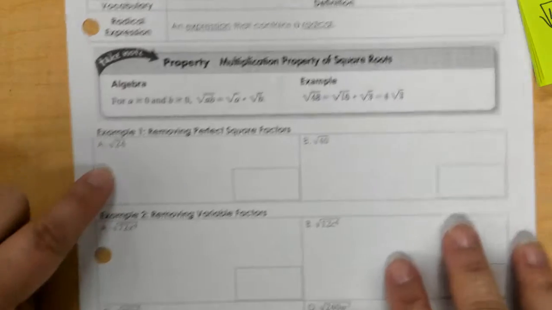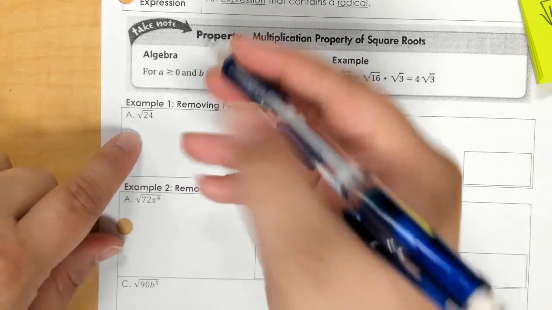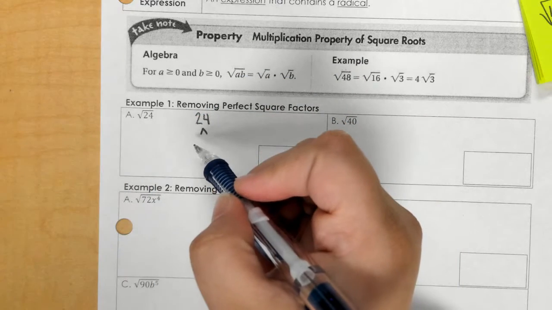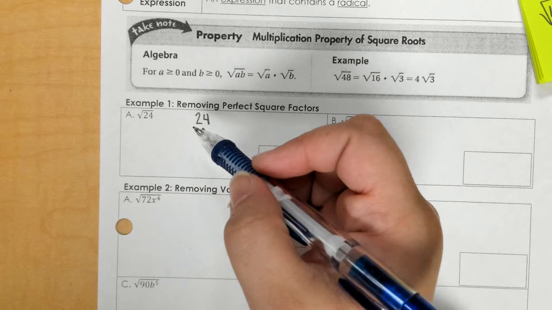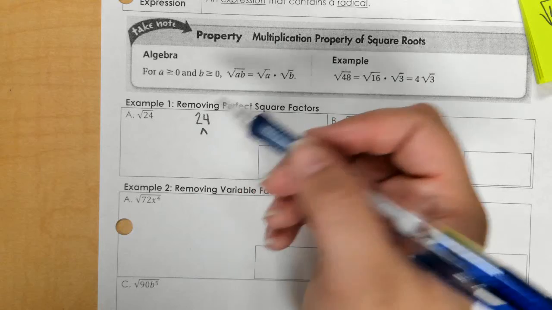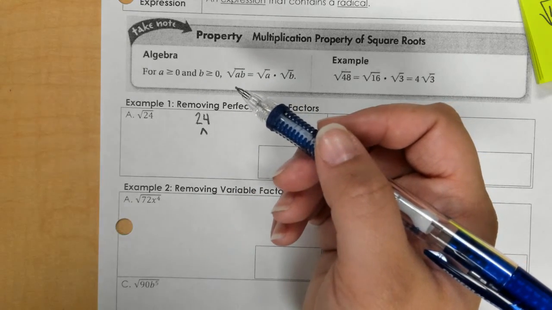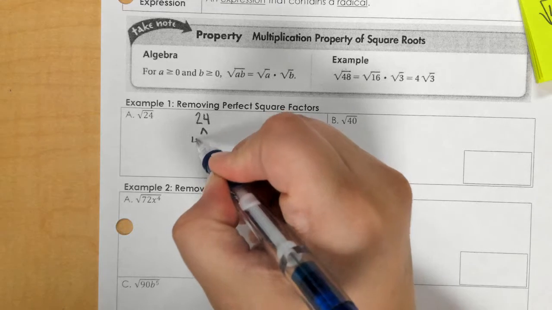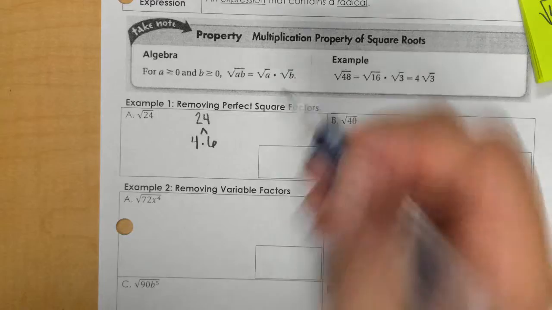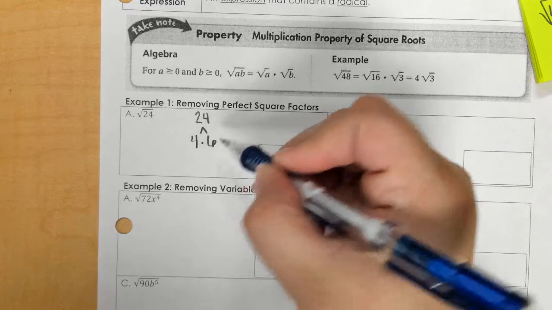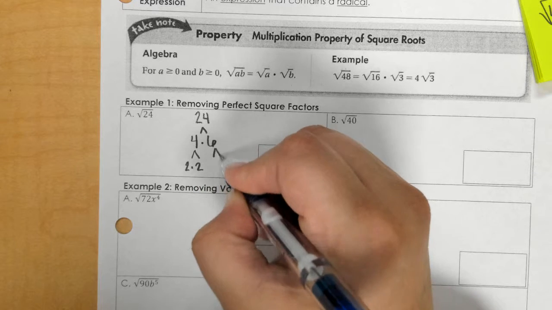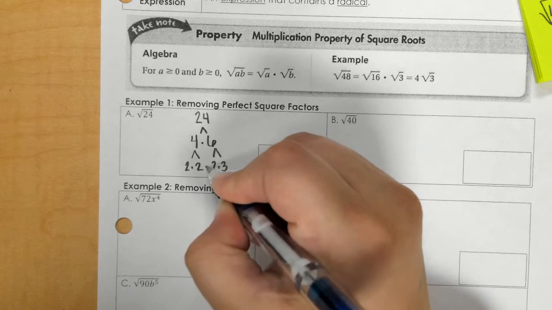So what I do, for example 1, is I take the number and I figure out what times what can make 24. And there's lots of things. There's like 3 and 8, 4 and 6, 2 and 12. Okay, I'm going to pick one that has numbers kind of close together, like 4 and 6. Okay, but you could use any. You could use 3 and 8, you could use 2 and 12, it doesn't matter. And then I keep breaking it down if I can. So 4 can break down to 2 and 2. 6 can break down to 2 and 3.